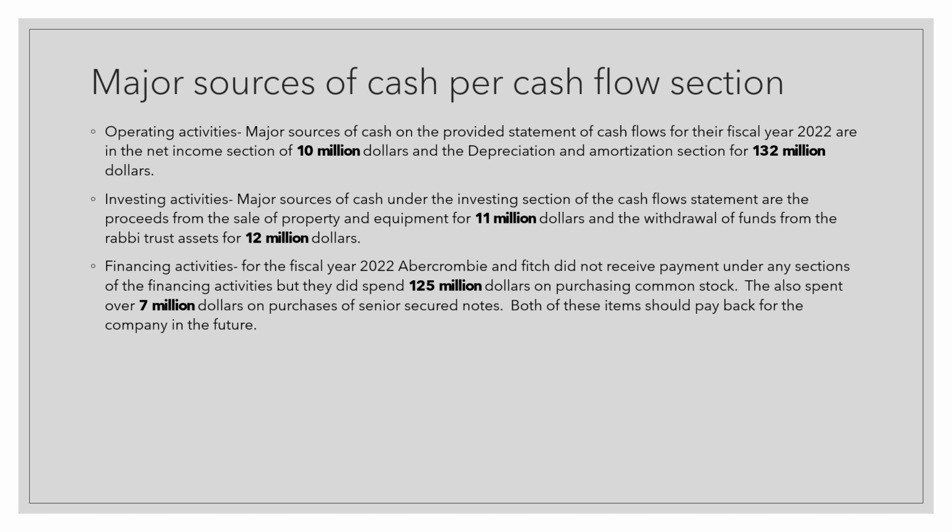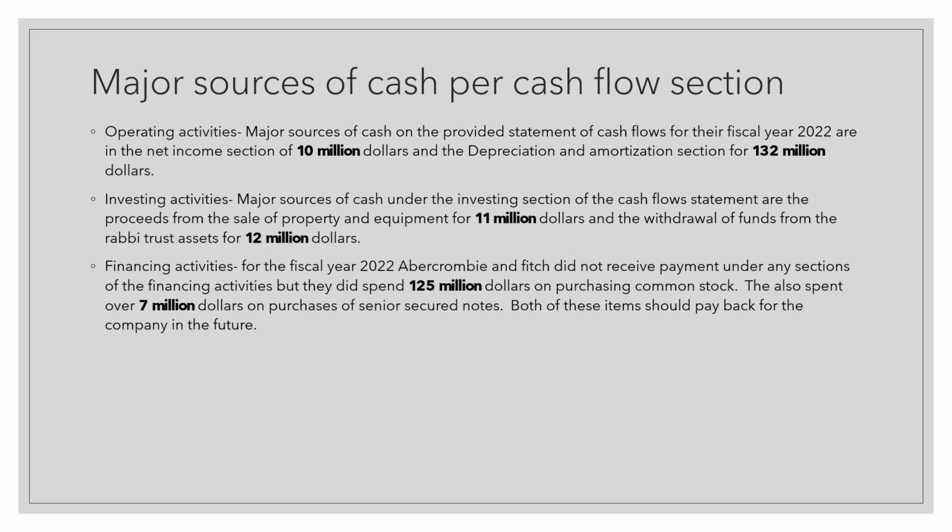In the operating activities section, the major sources of cash on the provided statement of cash flows for their fiscal year 2022 are the net income of $10 million and the depreciation and amortization of $132 million.